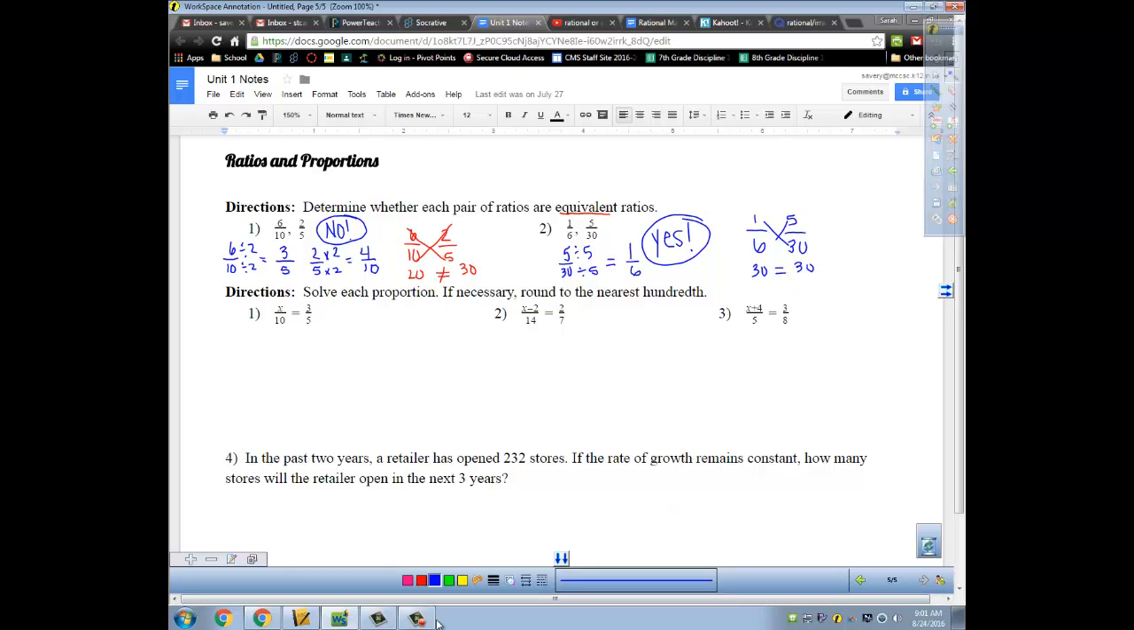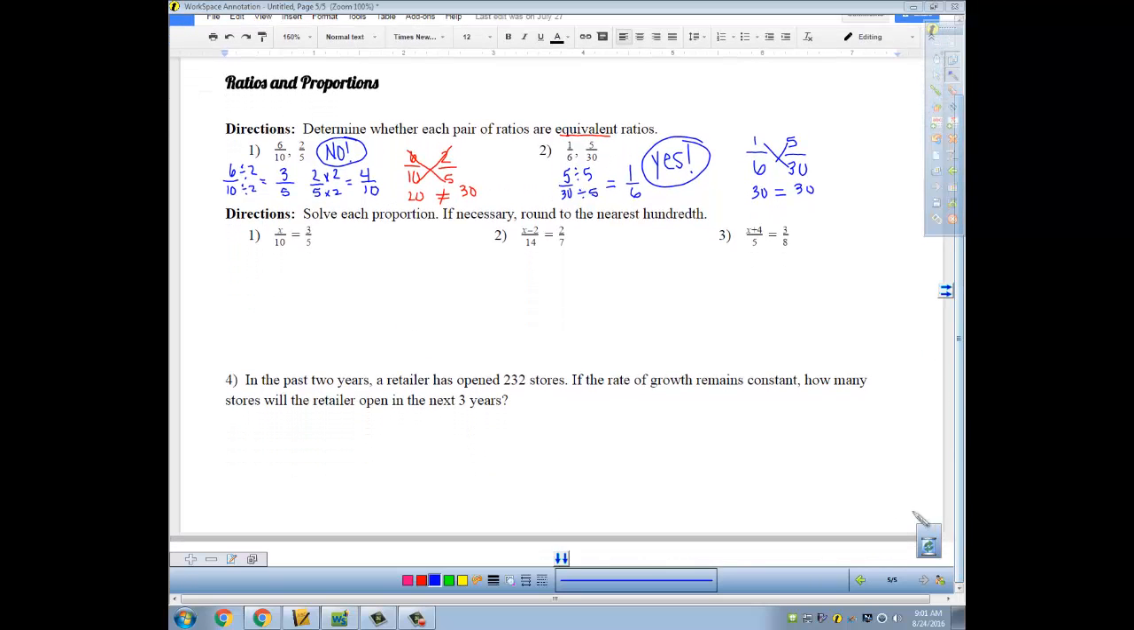I am going to be using the cross multiply method for our next 5 problems. But again, if you know a way that you prefer better, feel free to use that way. So for number 1, I'm going to cross multiply. So 5 times x is 5x, and 3 times 10. I know 3 times 10 is 30. And then divide both sides by 5 to get x equals 6.